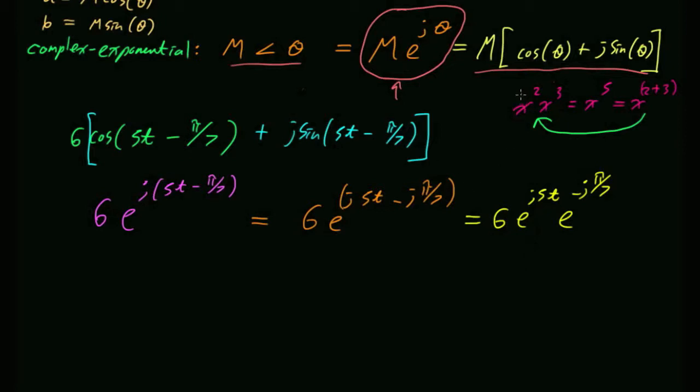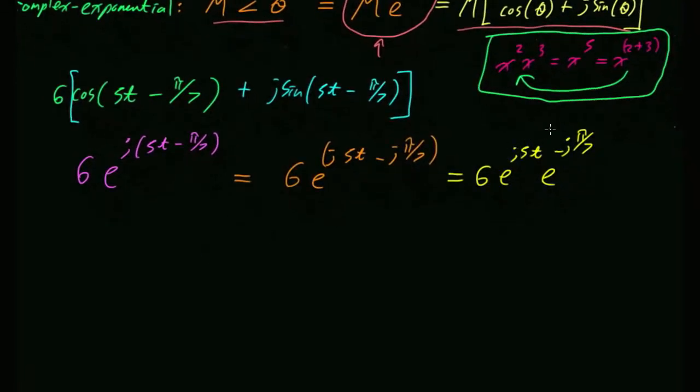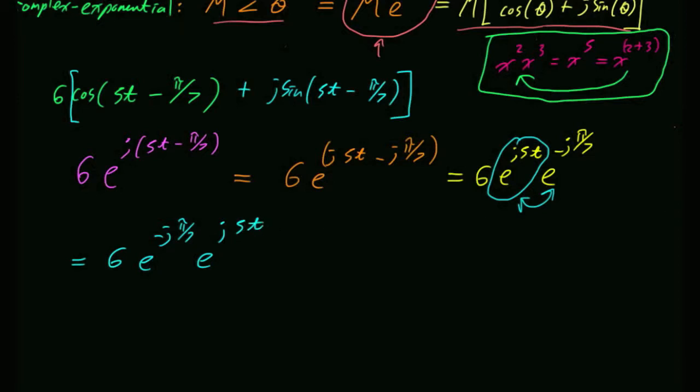So that's the worst of it, and I'm going to do one final little move here. I'm just going to rearrange it. I'm just going to take this term and this term and swap them because I'm weird like that. So that's going to give me 6e to the minus j pi over 7 times e to the j 5t.